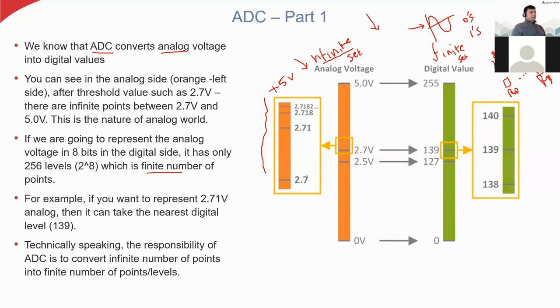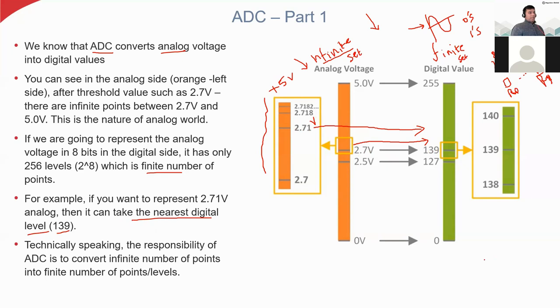For example, if you want to represent this 2.7 volt, maybe 2.7 volt corresponds to level number 139. Then how can you represent 2.71 volt? 2.71 is the next value after this one. I cannot assign this one to another level on the digital side, so I have to round off. For example, 2.71 I should consider as 2.7 and then assign the same digital level to this value. 2.71 volt is equal to level number 139. That is how we have to do the rounding off. We have to round off this analog voltage to the nearest value on the digital side, so it takes the nearest digital level, that is 139.